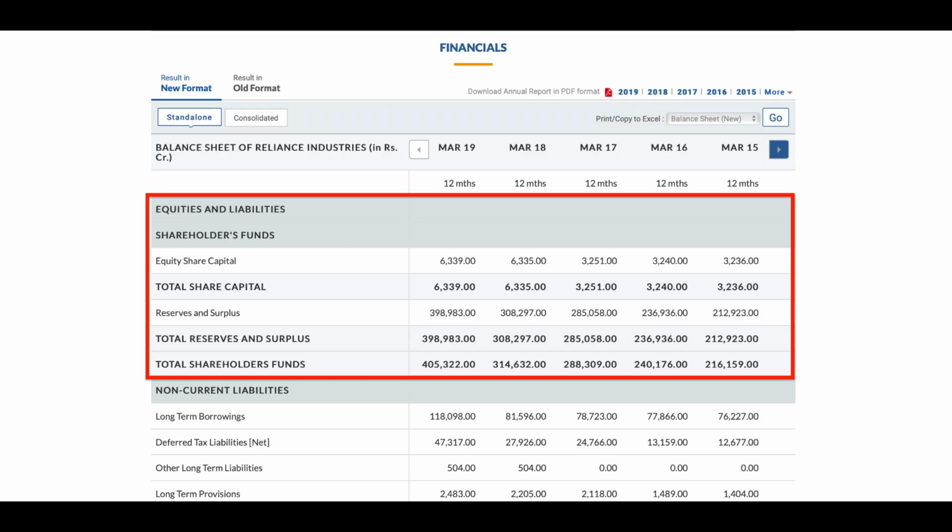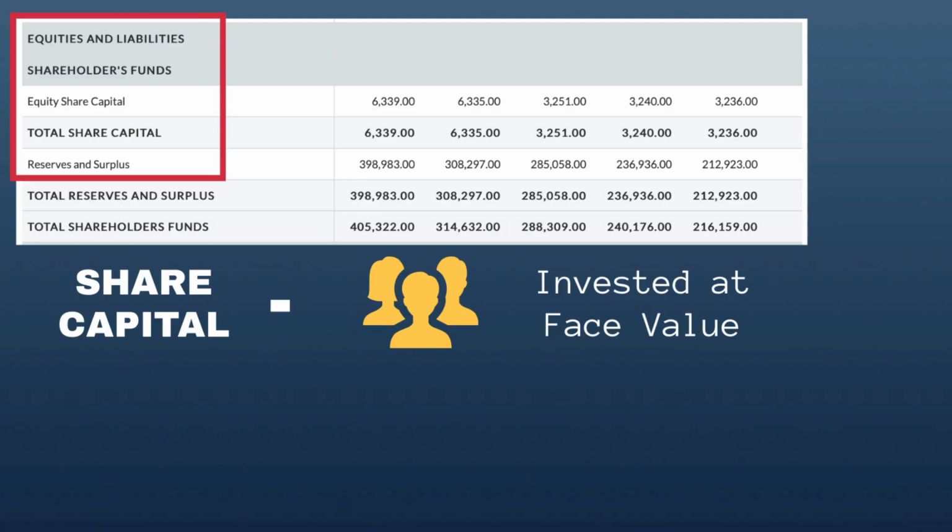Now, the very first thing under the equity and liability section is shareholders' funds. This is basically the money which the shareholders have invested into the company. There are two parts: share capital and reserves and surplus.